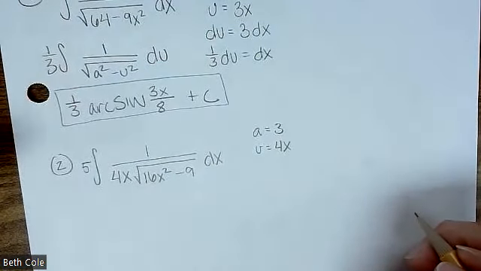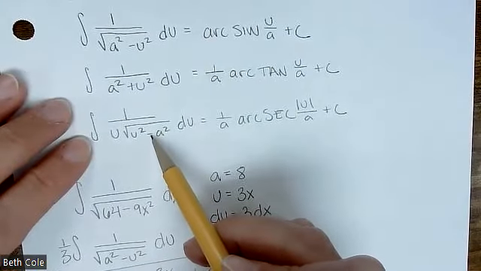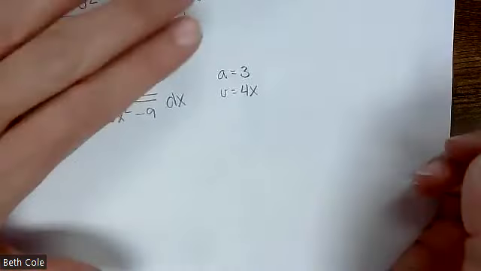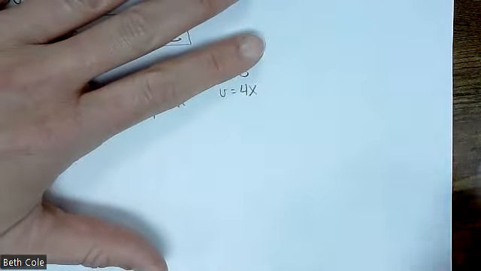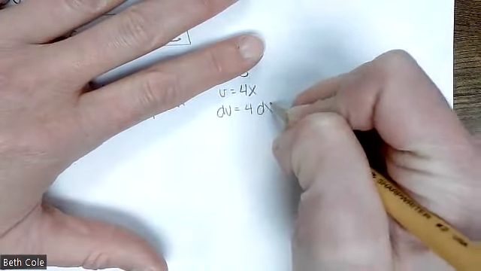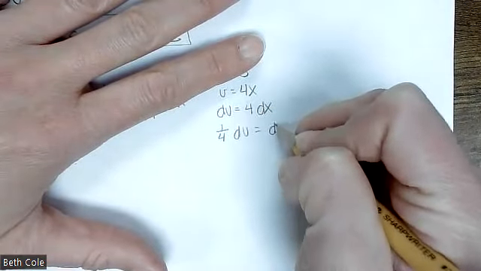Just 3. The negative is part of the pattern. If you look up here, do you see how it's subtracting? So the negative is just part of the pattern. That's a really good question. All right, I'm going to cover up all of this. If u is 4x, what is du? 4 dx. And then we're going to adjust with a 1/4.